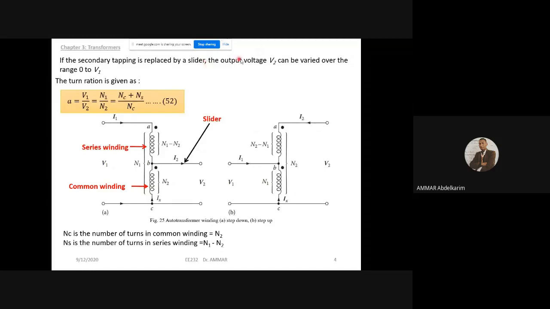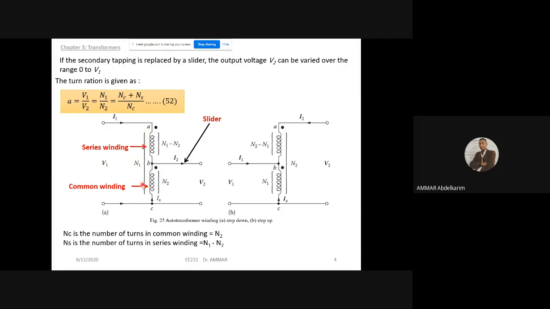Of course, the output voltage can be varied from 0 to V1. Of course V1 is constant. So if we put the slider on this side, we can obtain variable voltage. And of course, this autotransformer can also be step up and step down. And the rule is the same. So the turn ratio is V1 over V2, and it's equal to N1 over N2.